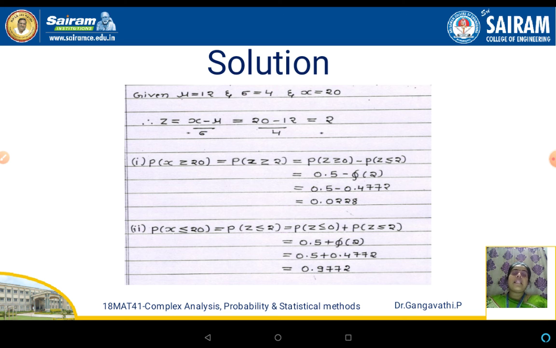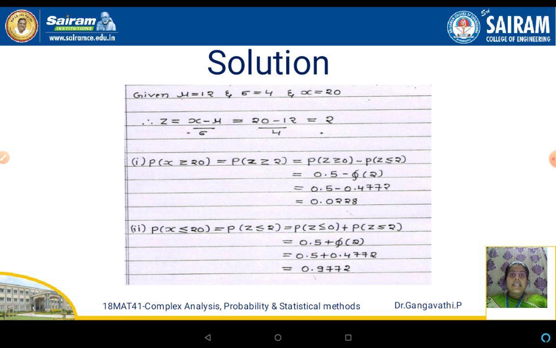So P of z greater than or equal to 0, in the note it has been specified, is 0.5, and P of z less than or equal to 2 can be written as phi of 2. Phi of 2 you have to obtain from your normal distribution table, which is 0.4772, and subtracting this value from 0.5, you get 0.0228.